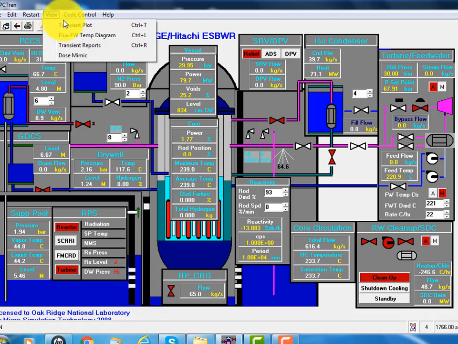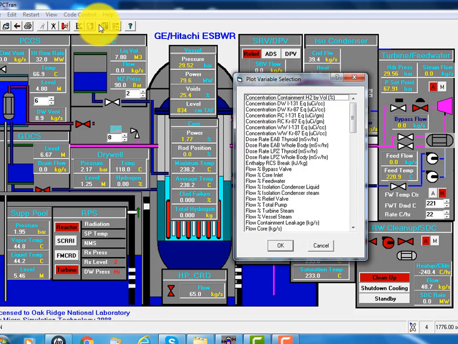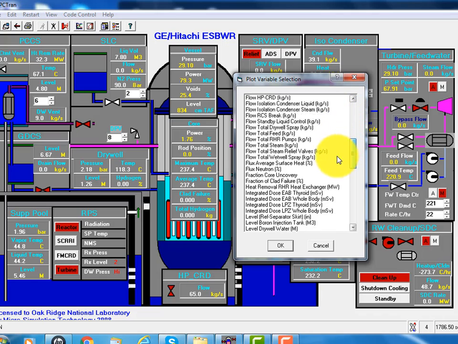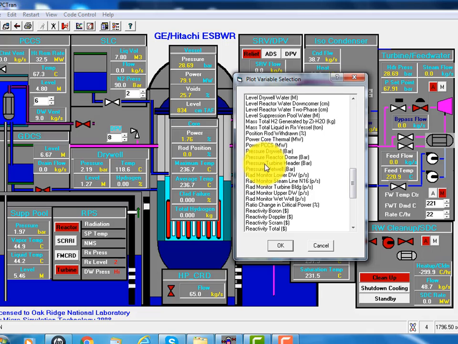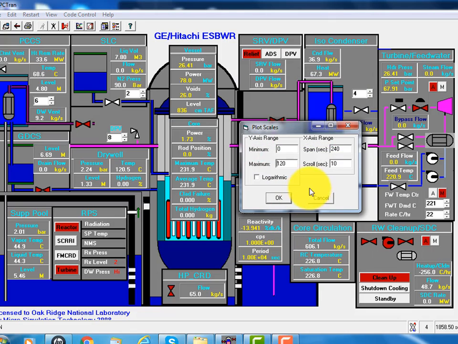We can see the curves, transient plot. Primary, they're in alphabetical order. Pressure of the wet well, that's the suppression pool, and pressure of the dry well, and pressure of the reactor dome. Click OK. Let me change the time scale to 2,400 seconds because we have run 1,800 seconds so far. Click OK.